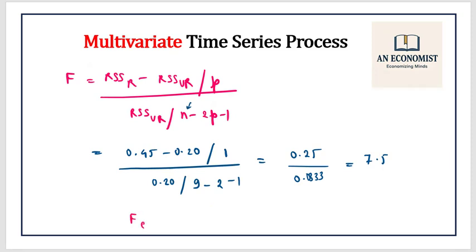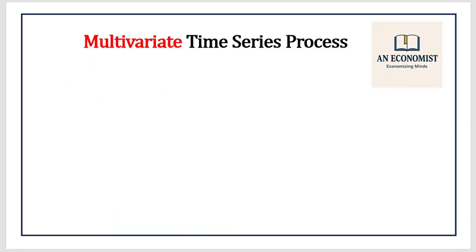So the computed F is simply 7.5, you can verify this. I'm not going step by step. You can simply check whether I have done it correctly or not, right? Now comes the decision rule. This is the final part.